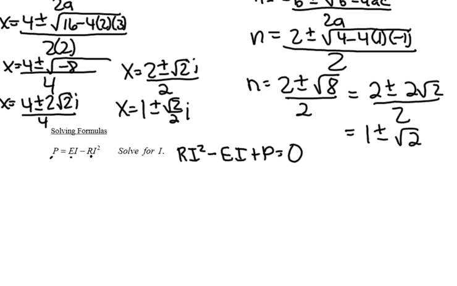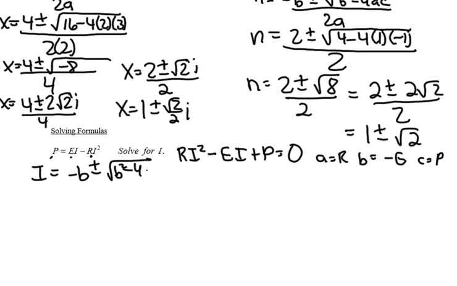Now, using the quadratic formula, well, A is equal to R, B is equal to negative E, and C is equal to P. Yep, we are allowed to do that. Having variables as being A, B, and C, that's fine because there is no numbers. Okay, so the quadratic formula. Now again, I'm solving for I, so I'm going to make it I equal to the opposite of B plus or minus the square root of B squared minus 4AC all over 2A.